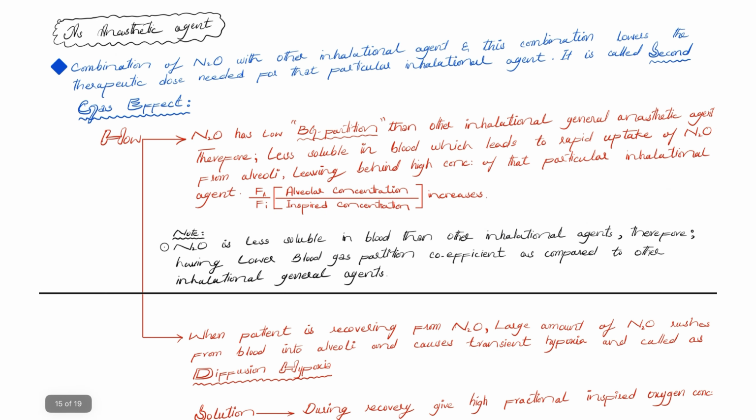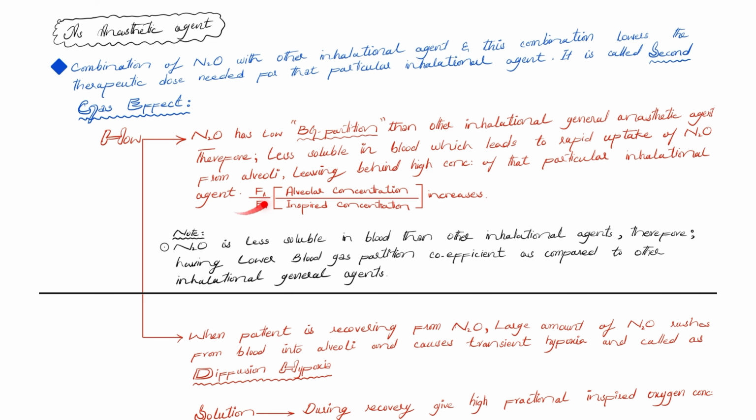Let's know about the second gas effect. Nitrous has a low blood gas partition coefficient compared to other inhalational general anesthetics. We have studied the blood gas partition, and we know that nitrous has a low blood gas partition. Therefore, it is less soluble in blood, which leads to rapid uptake of nitrous from the alveoli, leaving behind a high concentration of the particular agent being used with nitrous oxide. So the fraction of alveolar concentration over fraction of inspired concentration increases.